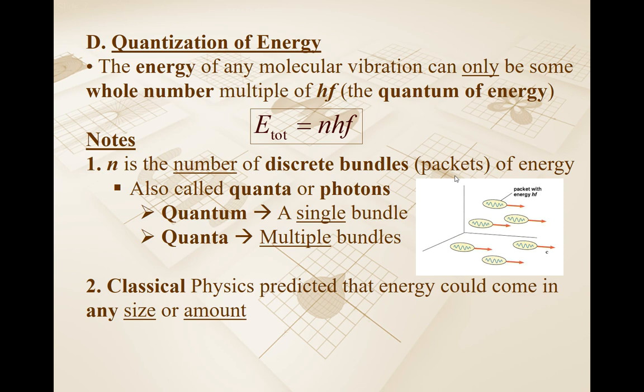Two, classical physics told us that energy could come in any size or amount. Well, that's not true. For example, if one of these individual light bullets has an energy of 10 joules, then there's no way that your total energy could be equal to 15, because 15 is not a whole number multiple of the energy contained in one of them.